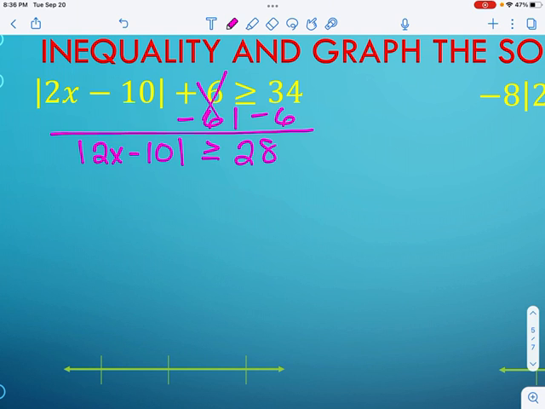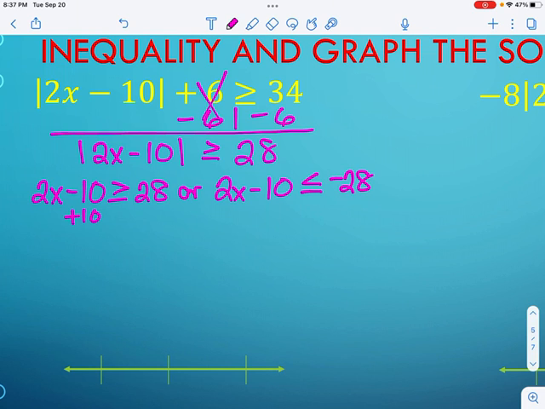So I notice it's a greater than symbol. So I'm going to split it into an OR statement. So 2x minus 10 is greater than or equal to 28. Or 2x minus 10. Now we take the inequality symbol, we flip it, and we make it -28.